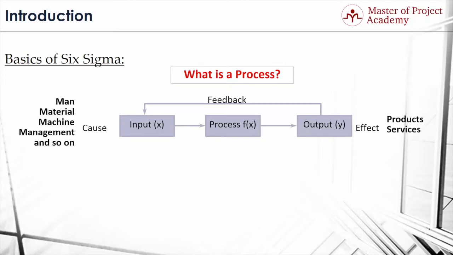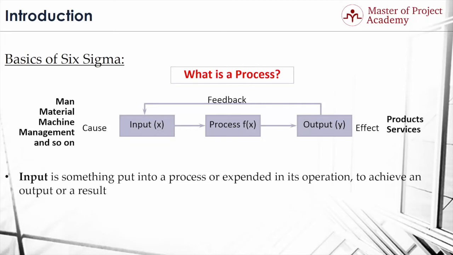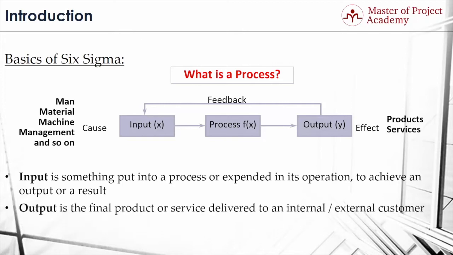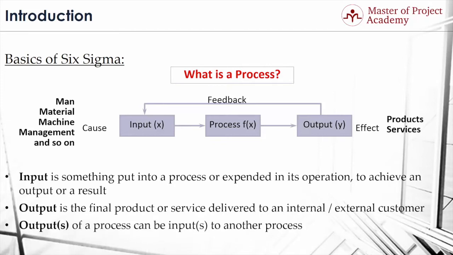A common feature of any such process, as shown, is the emphasis on inputs and outputs. Input is something put into a process or expended in its operation to achieve an output or a result. Output is the final product or service delivered to an internal or external customer. And outputs of a process can be inputs to another process. During this lecture, I described the basics of Six Sigma and what a process is. During the next lecture, I will be describing the definition of Sigma.